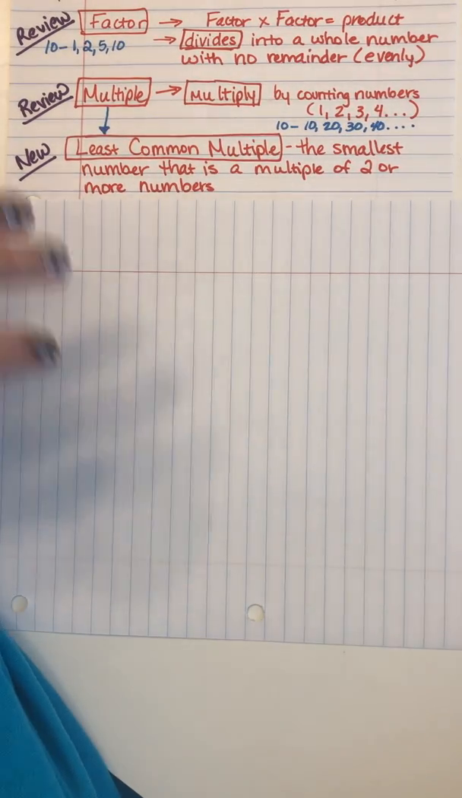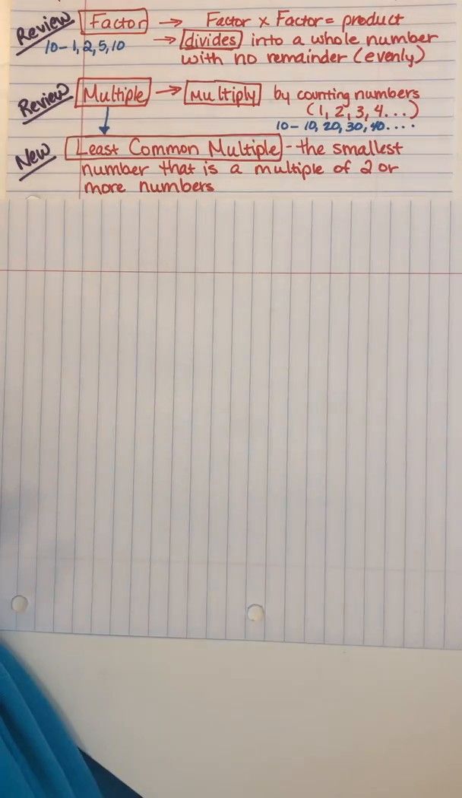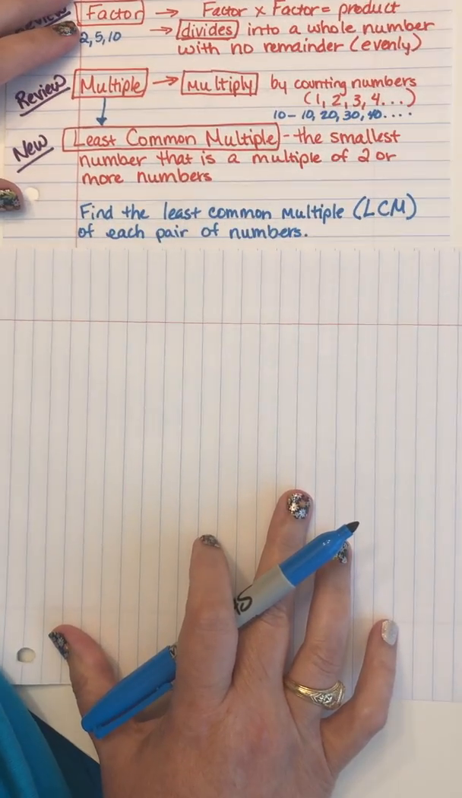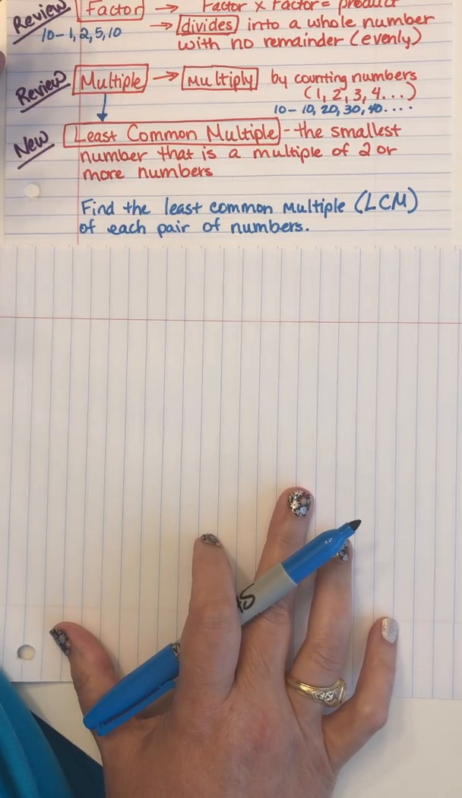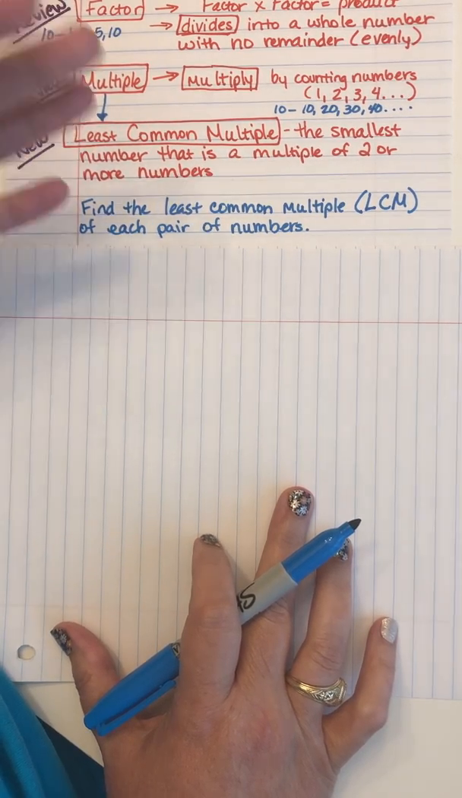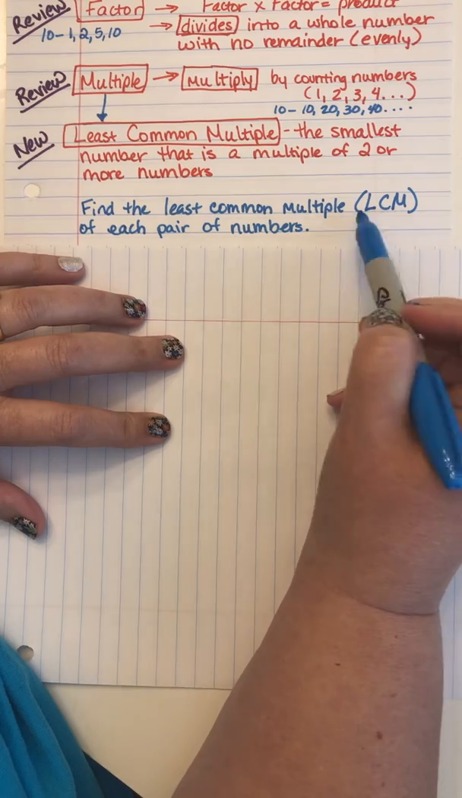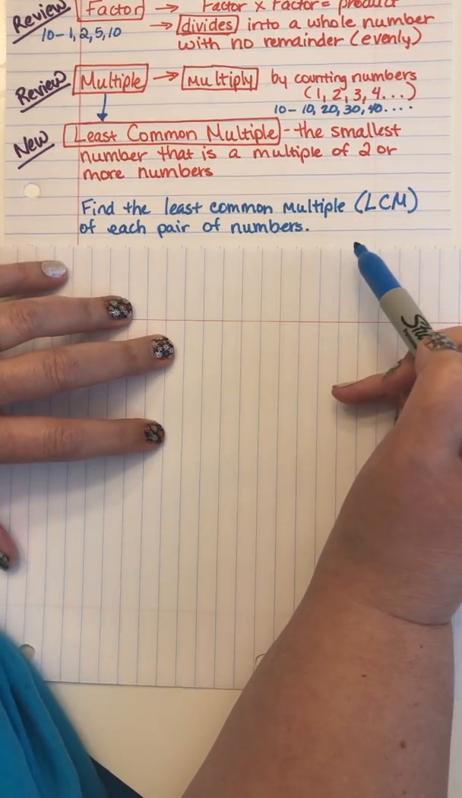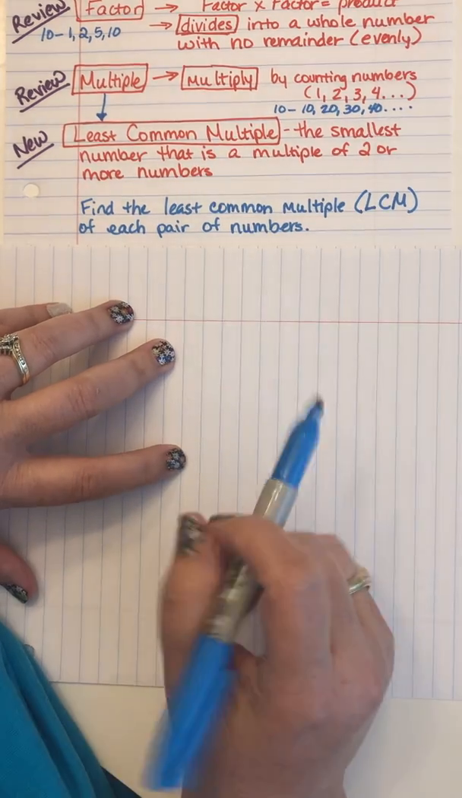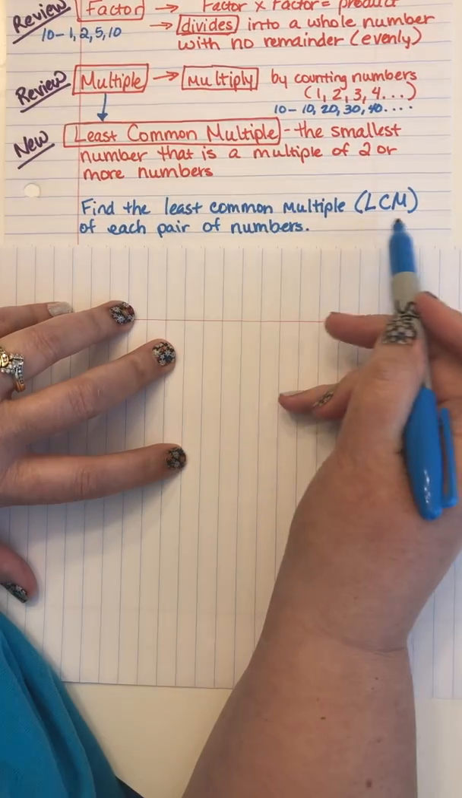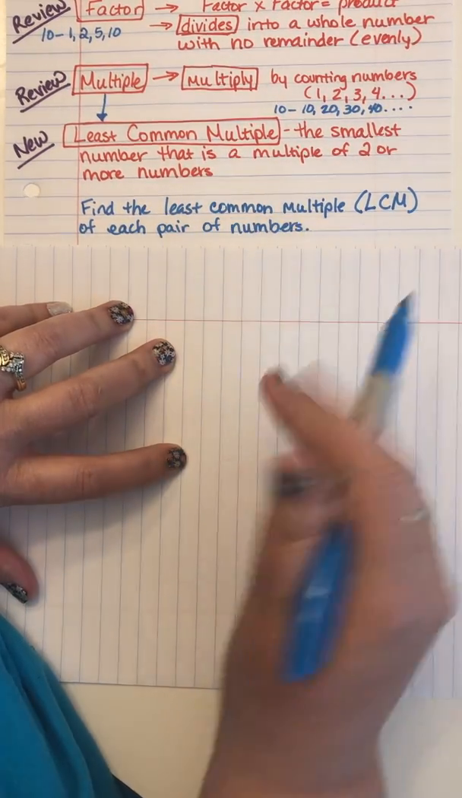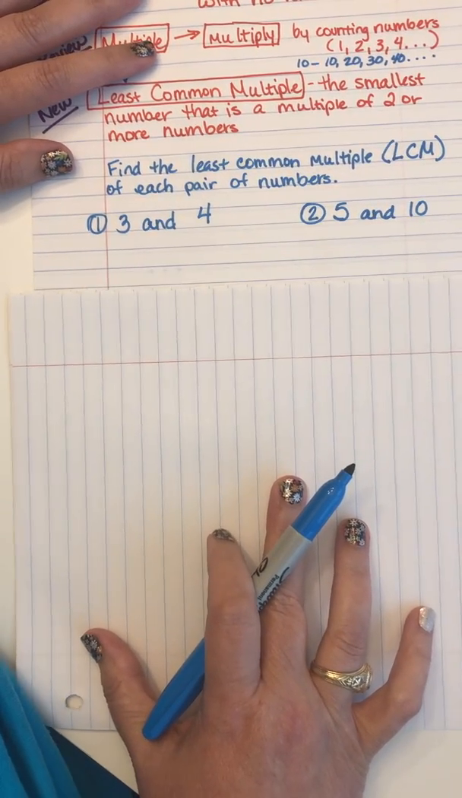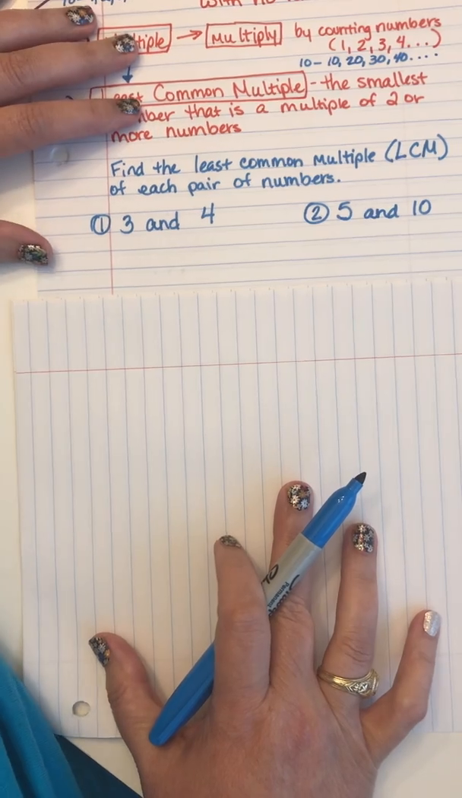Okay? So what does that look like? Let me grab, I have some examples written. When you see this in a problem, it will tell you to find the least common multiple. It'll typically be abbreviated LCM, least common multiple, of each pair of numbers. It's abbreviated that way because least common multiple is a whole lot to write out. LCM's a lot easier.